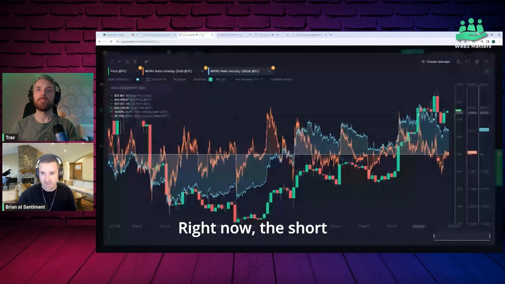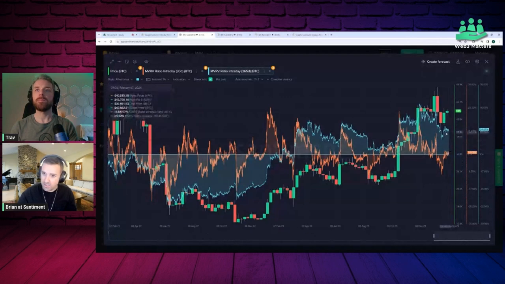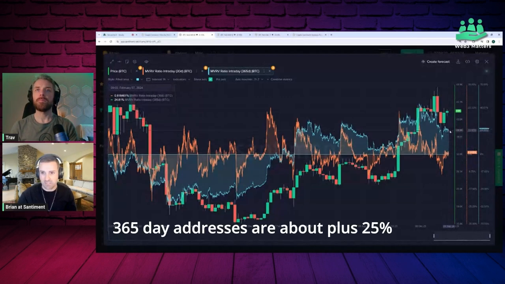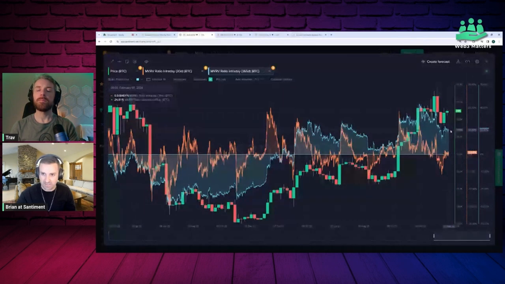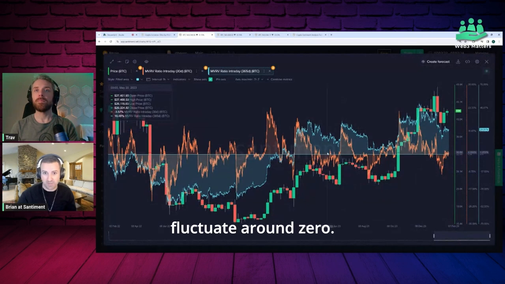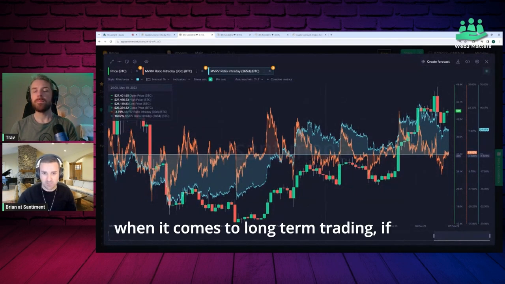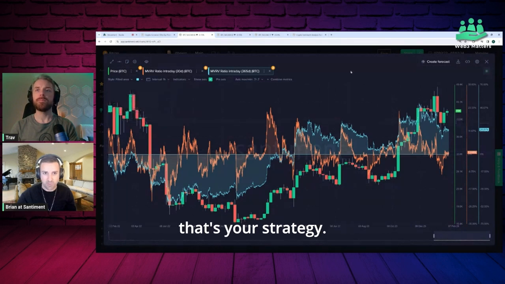Right now, the short term is about break even, so it can go either way, but the long-term is still showing 365-day addresses are about plus 25% on their money right now, for a metric that normally is expected to fluctuate around zero. So there still appears to be some risk when it comes to long-term trading, if that's your strategy.